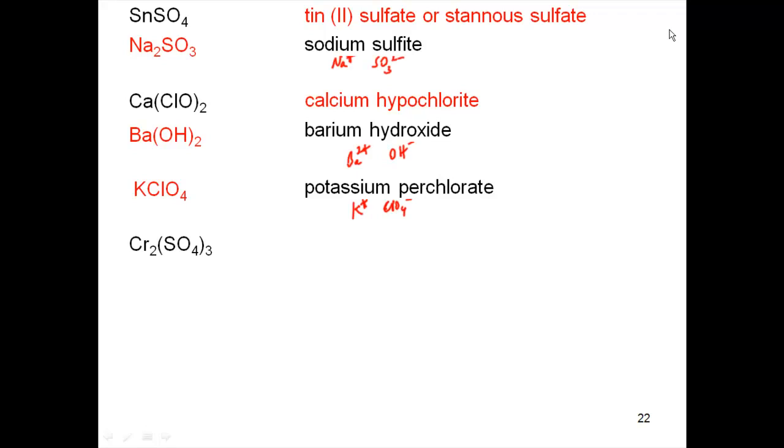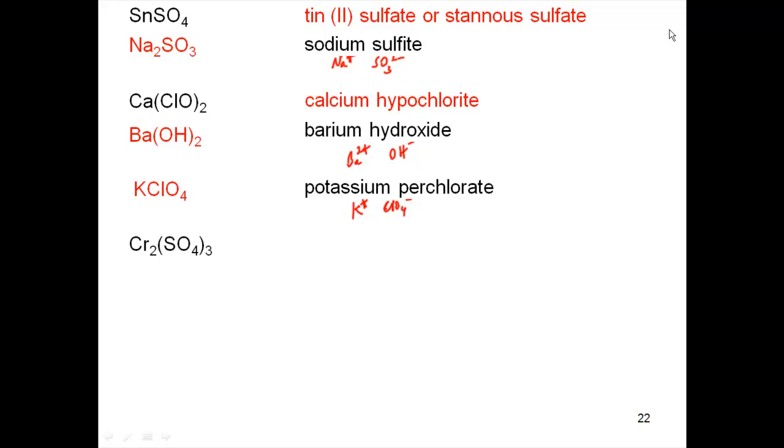Cr2(SO4)3. Once again, as we go through these, we should be keeping in mind what type of bonding is holding these together. All these ones we've been doing so far are all what type of bonding? Ionic bonding. Okay, they're all ionic, so there's no prefixes involved. Everything's been ionic bonding so far.